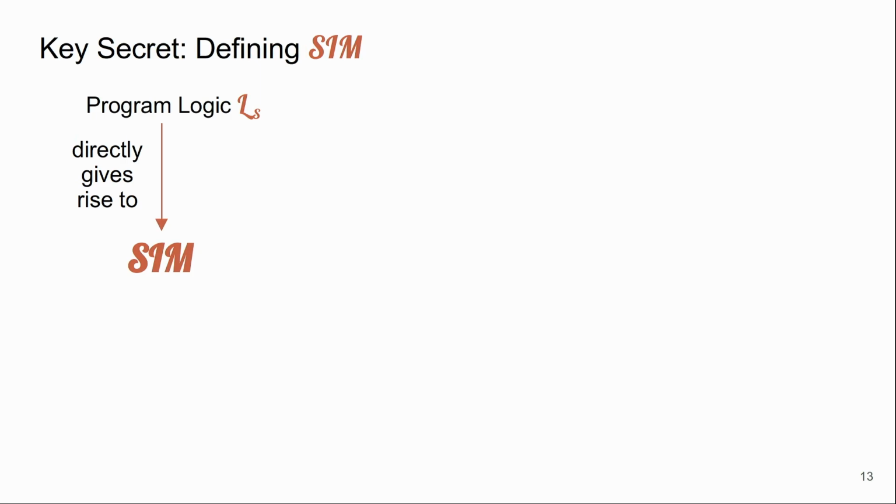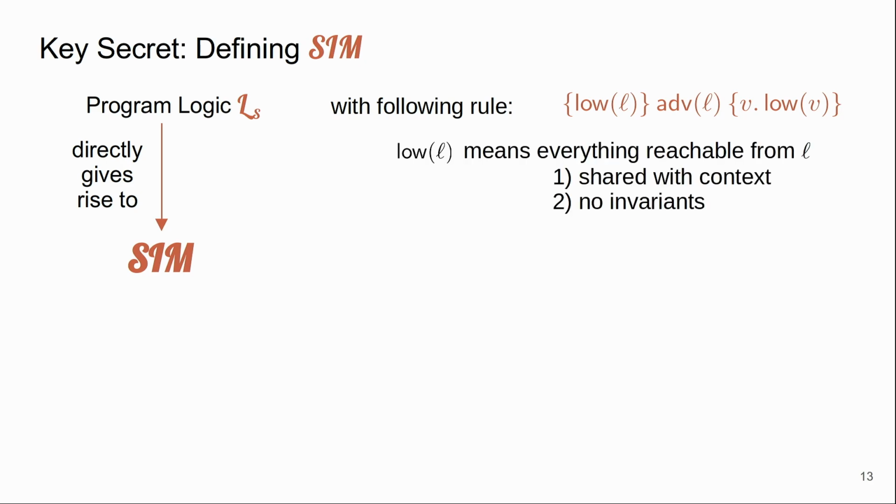The key secret of our semantic approach lies in how we define the simulator. We observe that the program logic gives direct rise to the definition of the simulator. We want the program logic to have a rule like this. This Hoare triple allows you to call arbitrary unknown code as long as you pass a low points-to for all arguments. The low points-to means that all locations reachable from this location L are shared with the context, and you cannot have any invariants on them anymore.